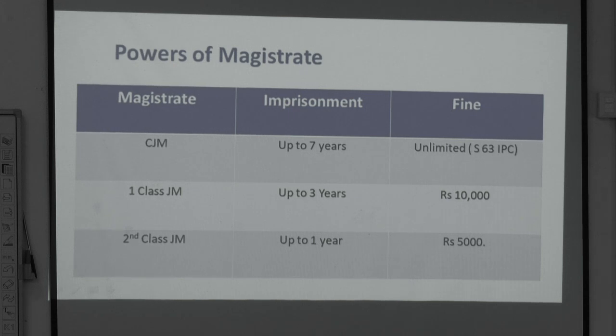First class judicial magistrate only 10,000, not only but 10,000. Second class judicial magistrate 5,000 of fine.